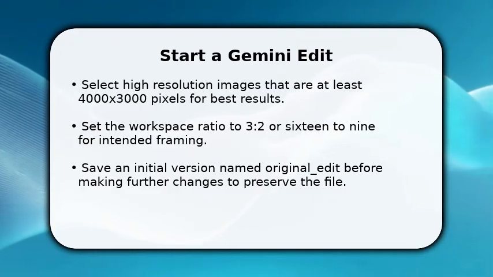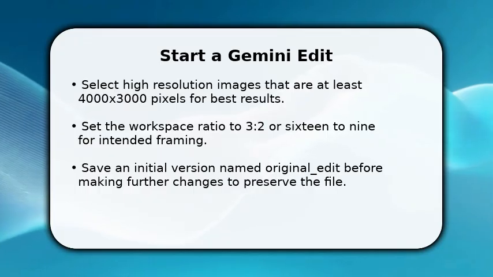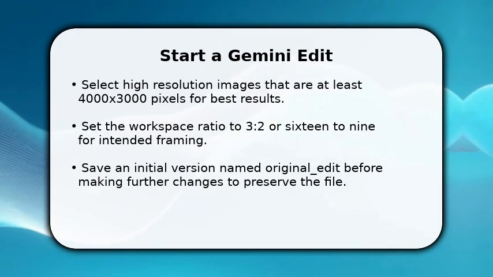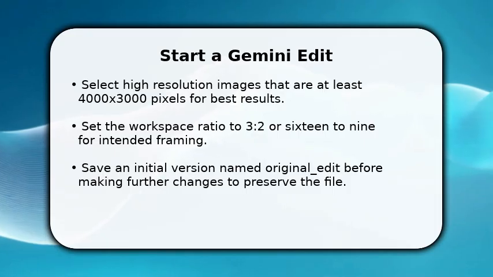Open Gemini and create a new project by importing your photo files. Select high-resolution images that are at least 4000 x 3000 pixels for best results. Choose an edit preset or start from a blank canvas to control adjustments. Set the workspace ratio to 3:2 or 16:9 for intended framing.